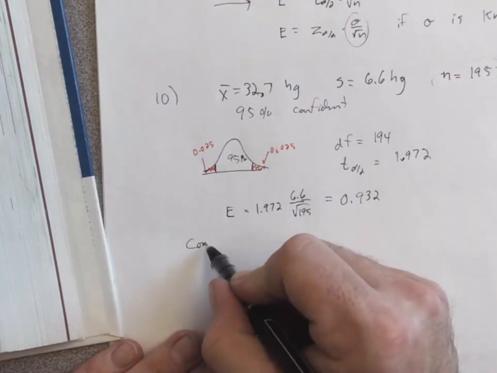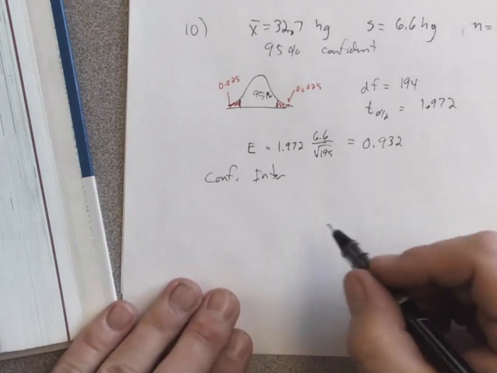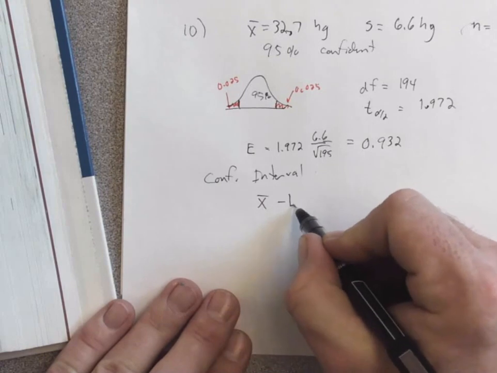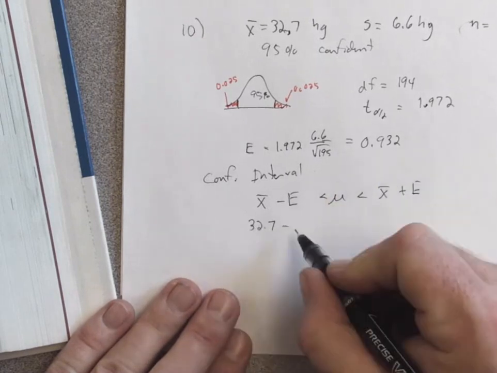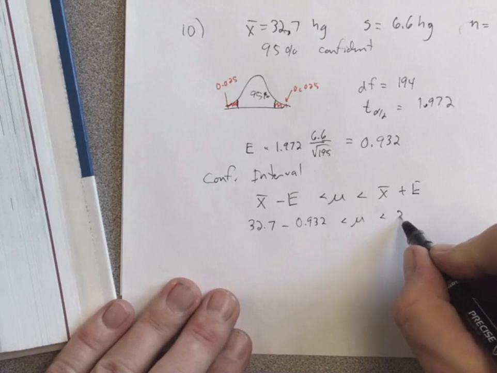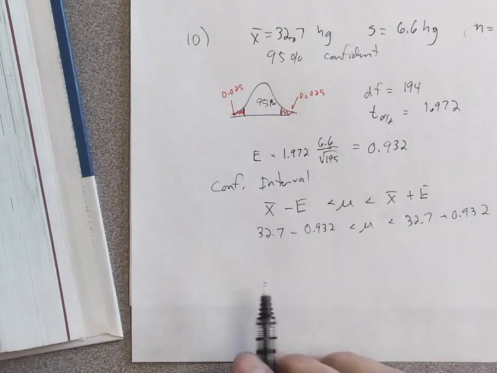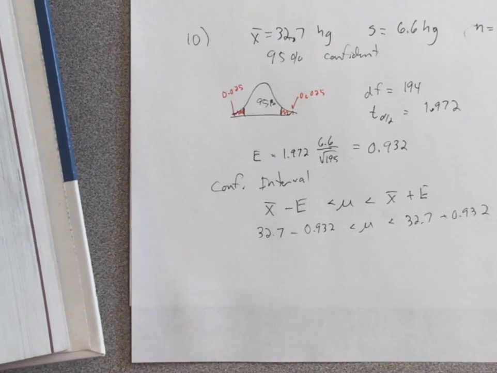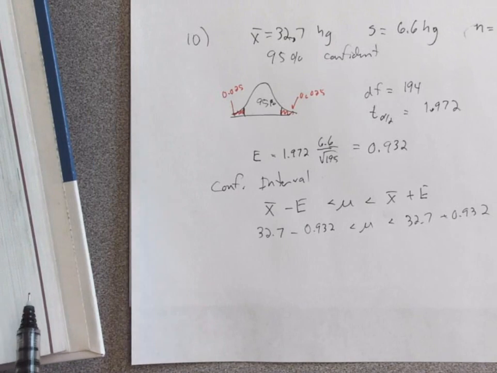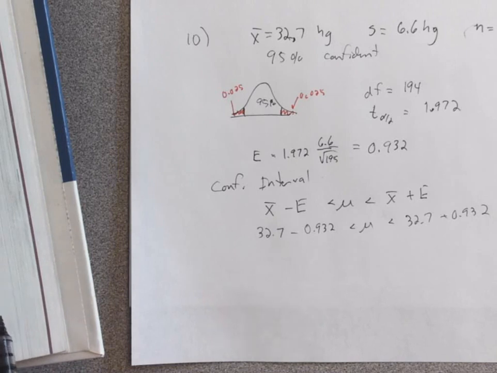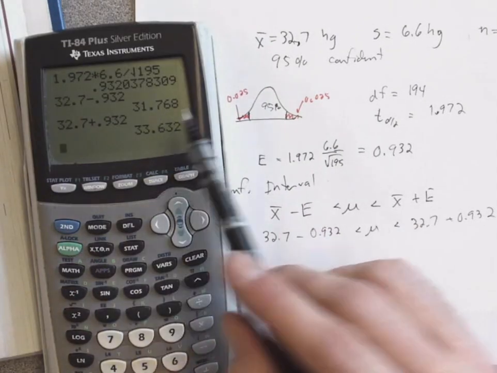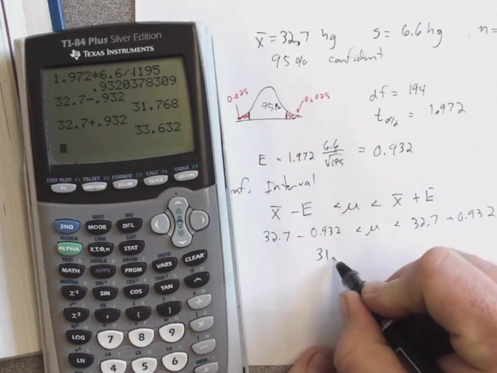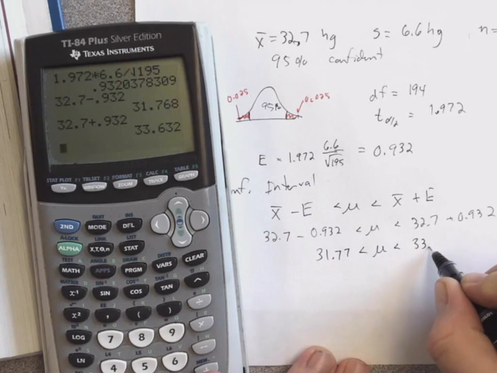So that means my confidence interval is going to be x bar minus E less than mu less than x bar plus E. So my x bar is equal to 32.7 minus 0.932 less than mu less than 32.7 plus 0.932. So when I do this, I'm going to go to this decimal. So I got 31.77 less than mu less than 33.63.